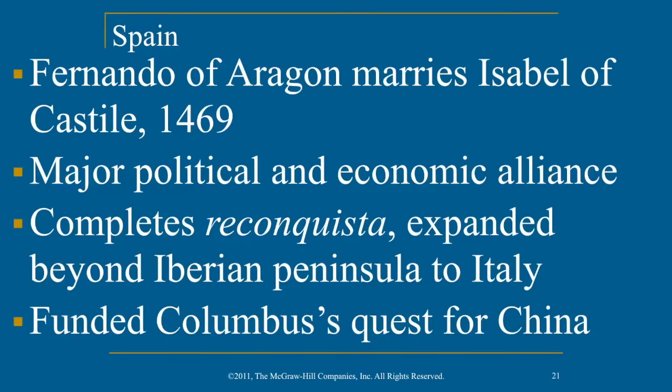Spain. We're going to move over to Spain. Fernando of Aragon marries Isabel of Castile in 1469. It was a major political and economic alliance for Spain as it signaled the end of the Reconquista. The Muslims had been pushed out by this point, and Spain had become pretty much Catholic by this sense, expanded beyond the Iberian Peninsula all the way to Italy through this process. And they eventually will fund Columbus's quest for China.